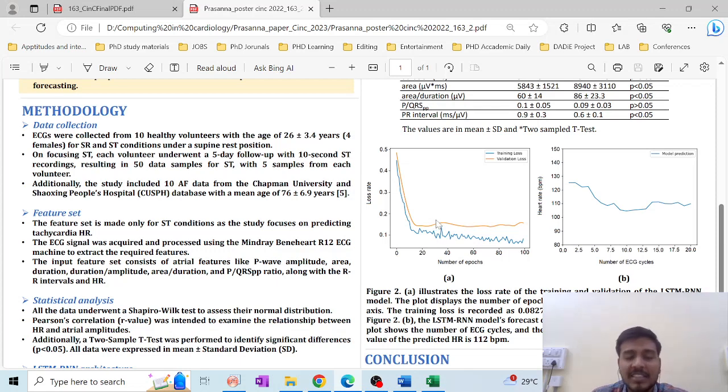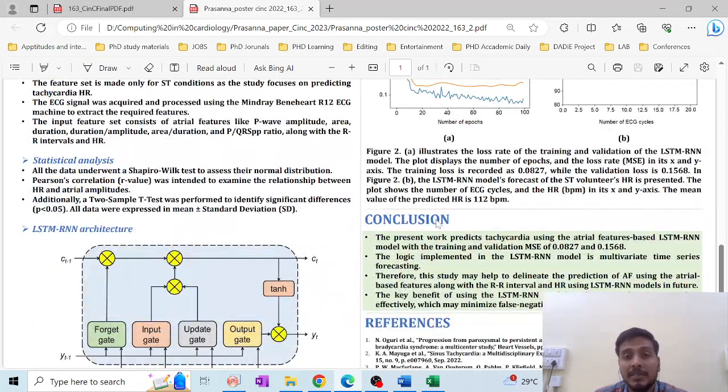The statistical analysis starts with testing of normality using the Shapiro-Wilk test. After understanding the normality, we go for Pearson correlation, and the significance test is performed with a two-sample t-test. Data are represented as mean plus or minus standard deviation.